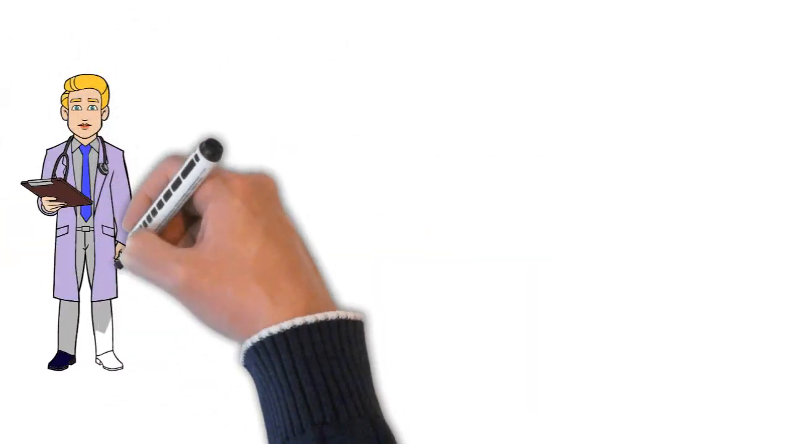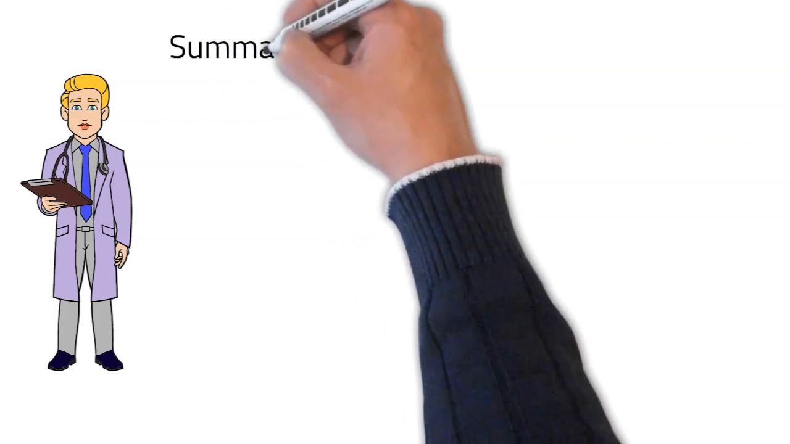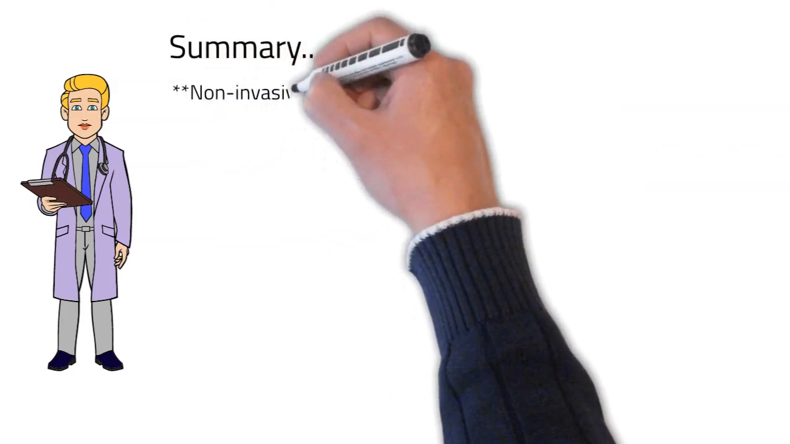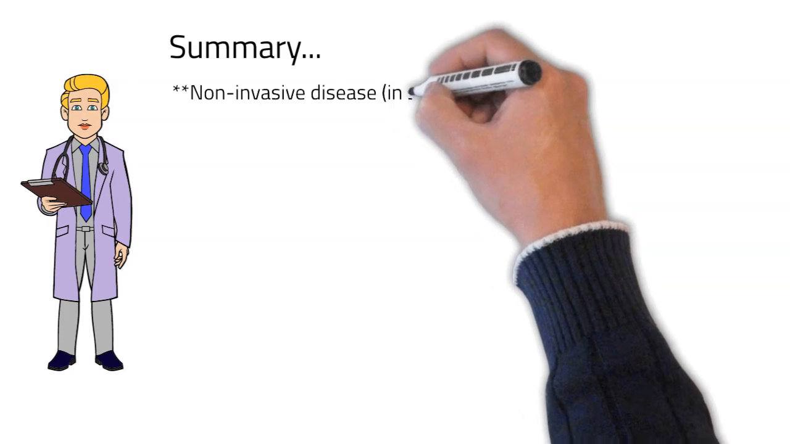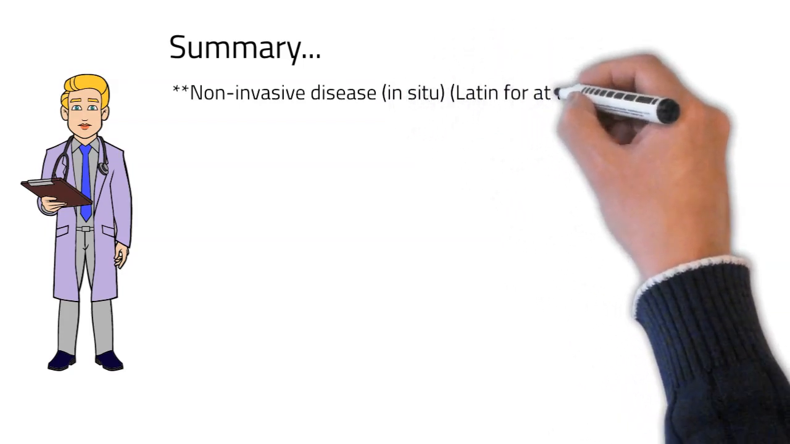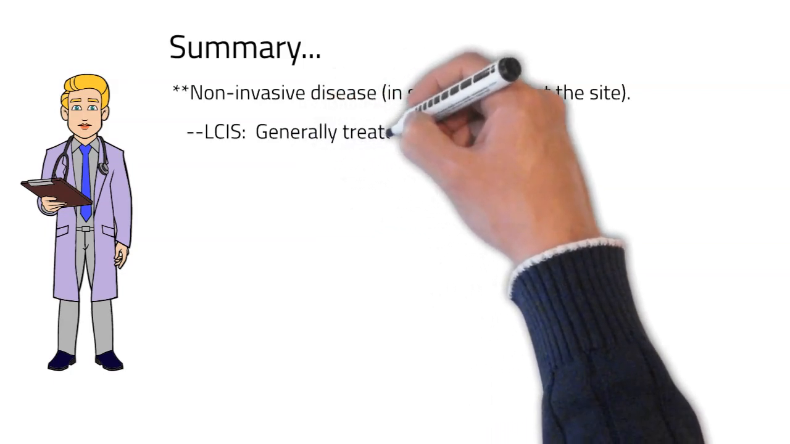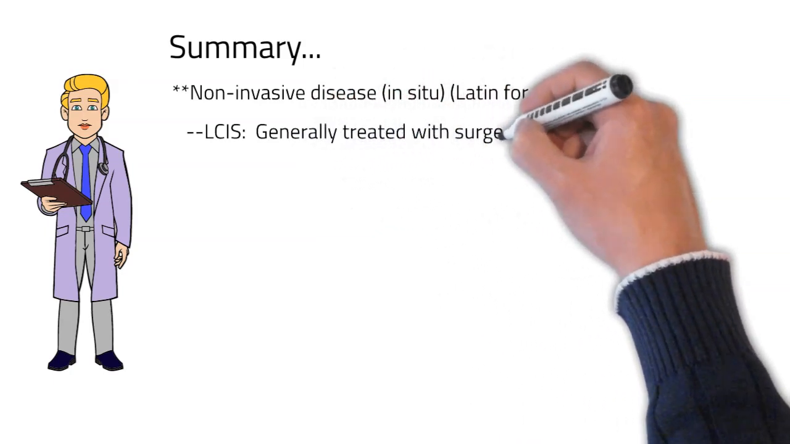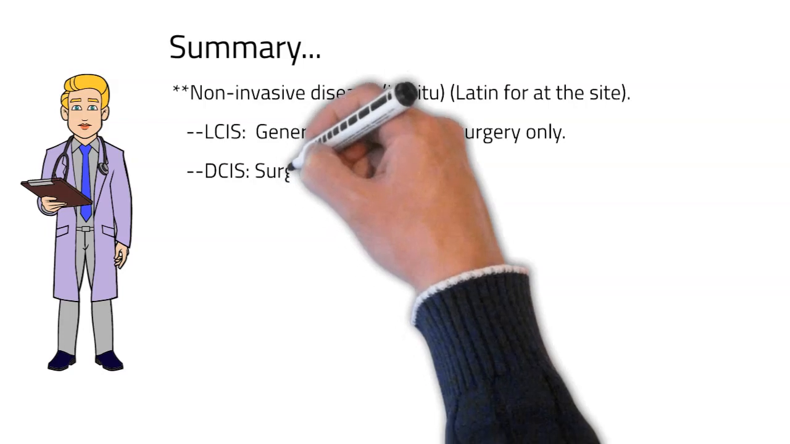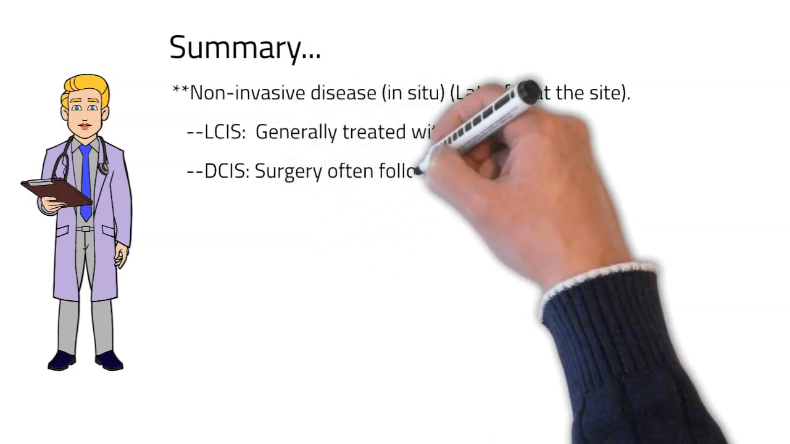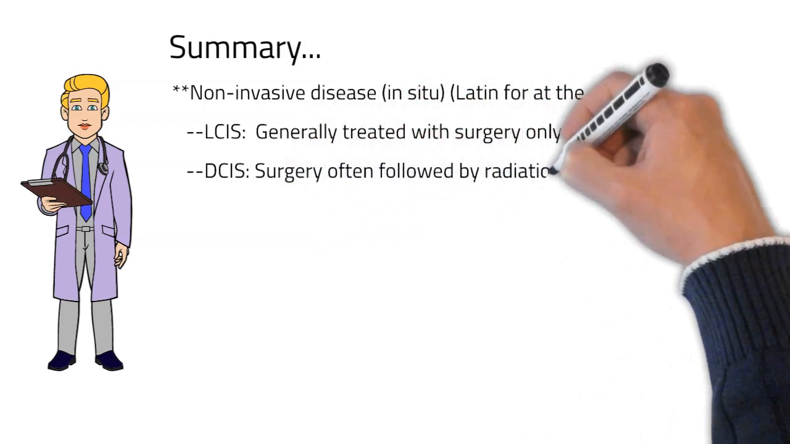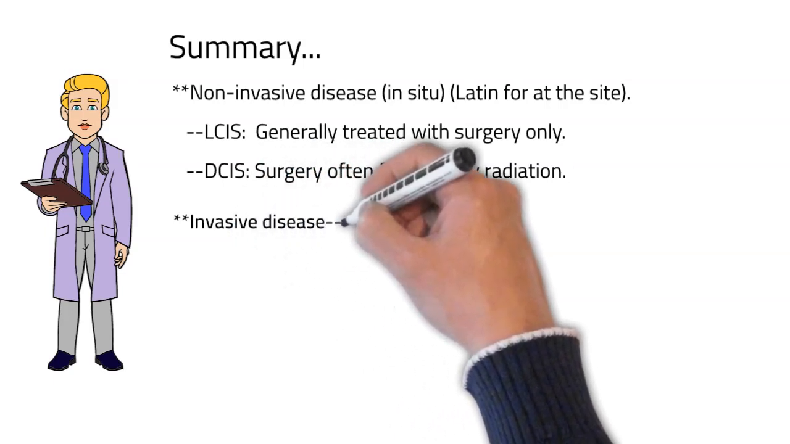In summary, then, there's two main types of breast cancer: non-invasive disease, or in situ, which is Latin for meaning at the site. There's LCIS. LCIS is generally treated with surgery only. There's no need for radiation or for further systemic therapy. DCIS is surgery because you've already had it, followed by radiation.